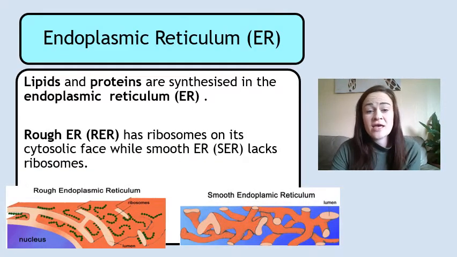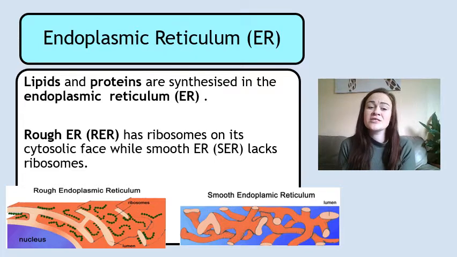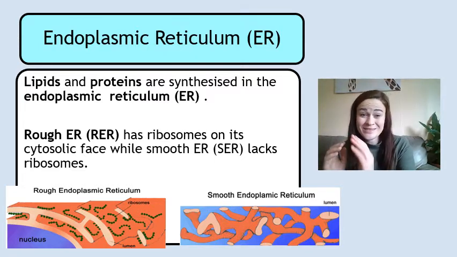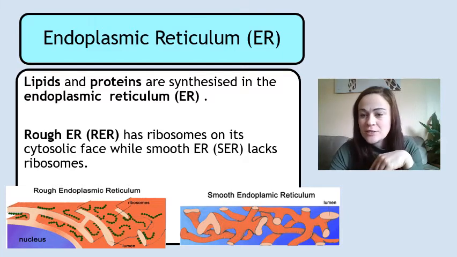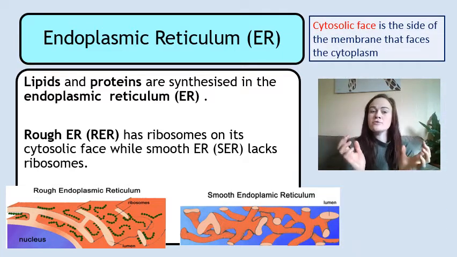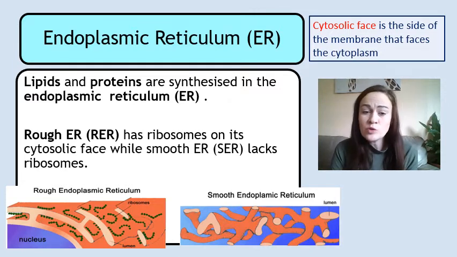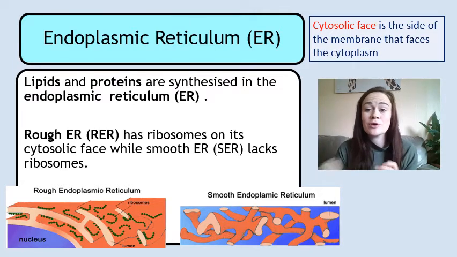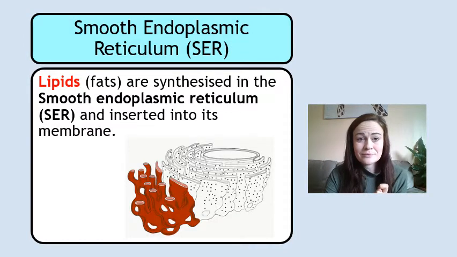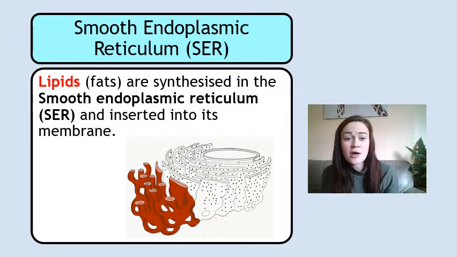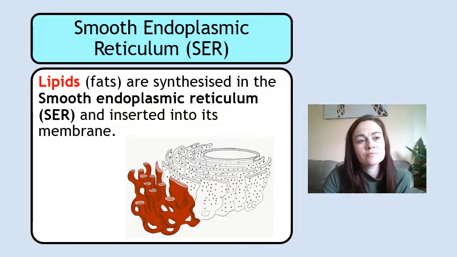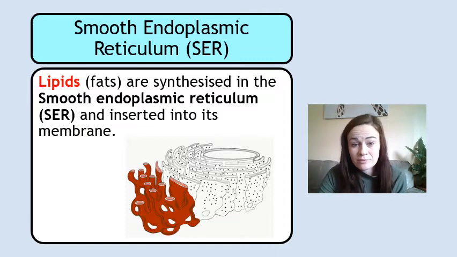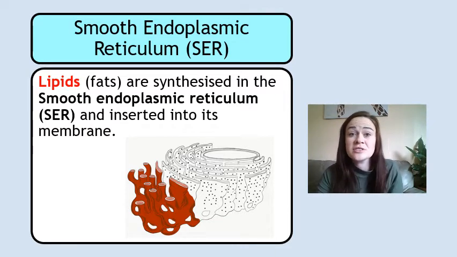Our rough ER has got the ribosomes on the cytosolic face, which is basically the edge, the membrane of the ER that's facing the cytoplasm. So it's like the outside of the ER. While the smooth ER lacks ribosomes altogether. The smooth ER is responsible for producing the lipids, and what it does with these is insert them into their membrane, and this will allow them to be released for travel.